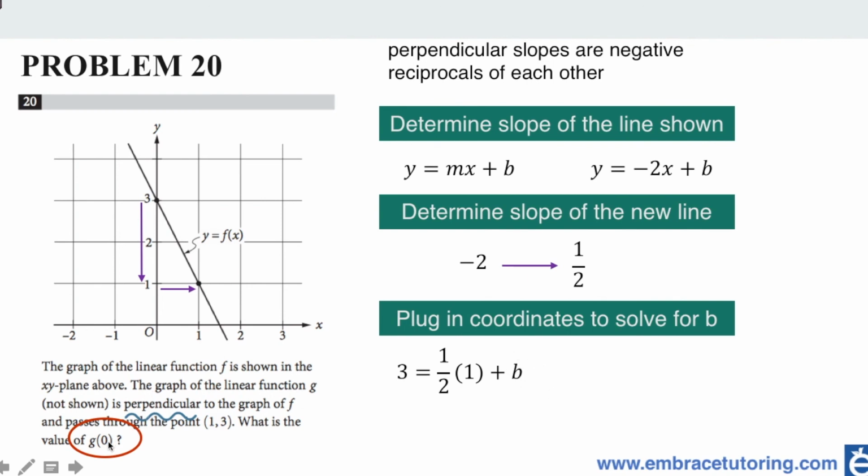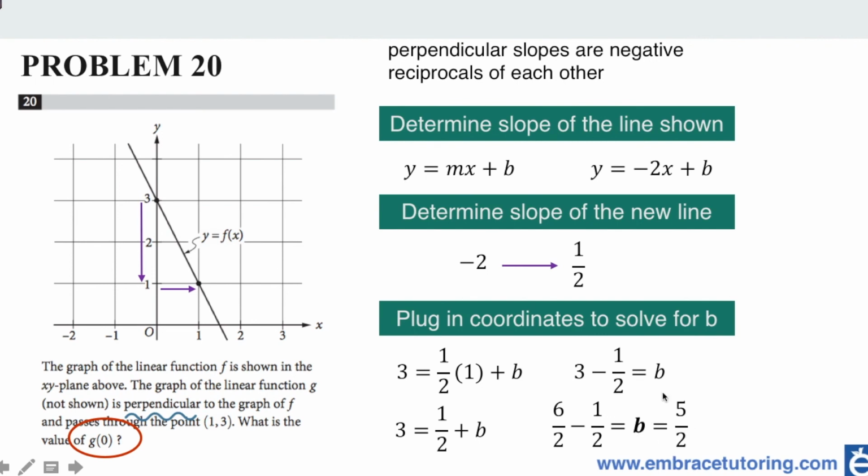And then I'm going to plug in 0 for x, because that's what it's asking me to do: solve for y when x equals 0. So 3 equals 1/2 times 1, which gives me 3 equals 1/2 plus b. Now what I want to do is subtract. So 3 minus 1/2 equals b, and I get 6 over 2 minus 1/2, so b equals 5 over 2.